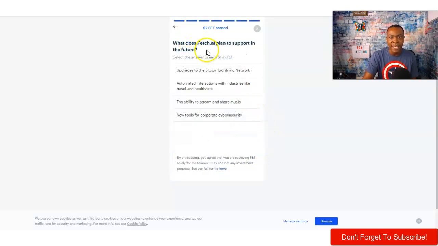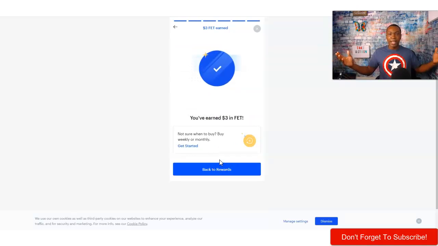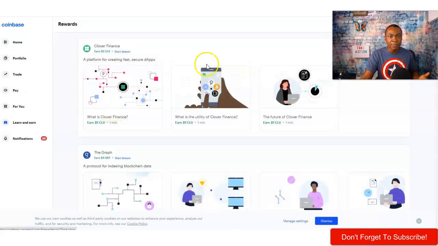What does Blick plan to support in the future? And then I can say, okay, let's say they plan to do that. Yes. So I answered all of them right. And now all I've got to do is go back to my rewards. See, you earned $3 in FET. I go back to my rewards, and then I can take this one now.